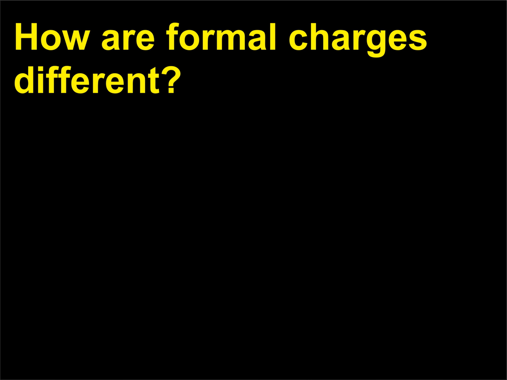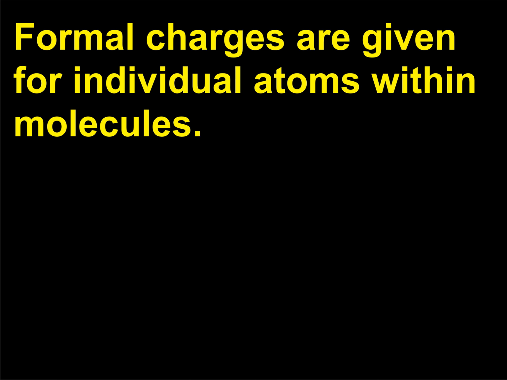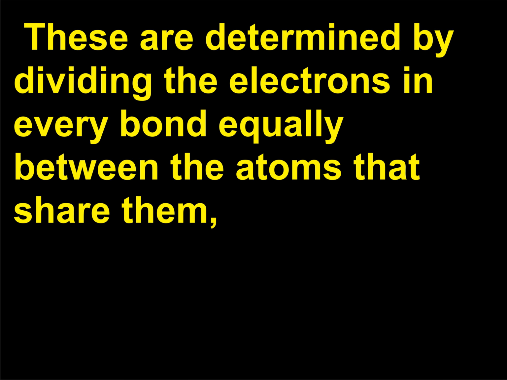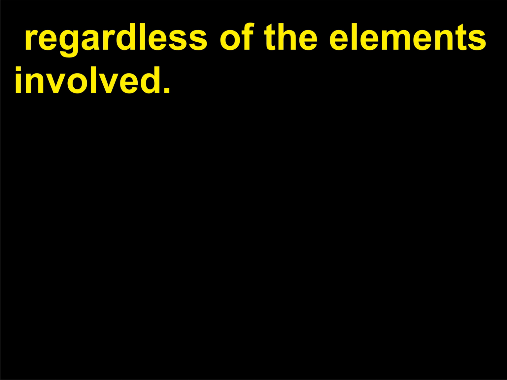How are formal charges different? Formal charges are given for individual atoms within molecules. These are determined by dividing the electrons in every bond equally between the atoms that share them, regardless of the elements involved.